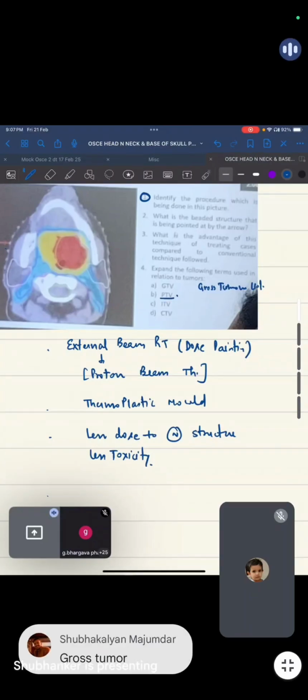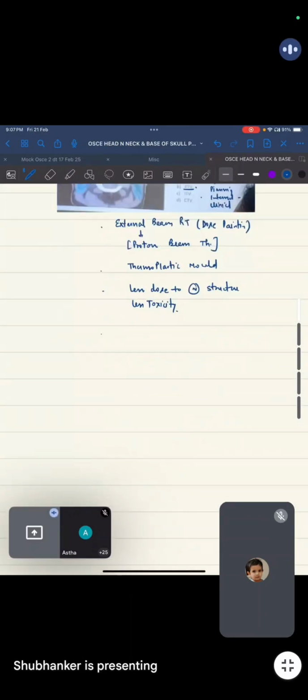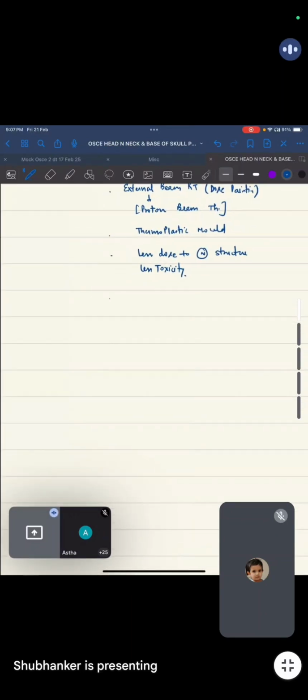Then coming to PTV. What is the full form of PTV? Planning target volume. Then ITV is internal target volume, and CTV is basically clinical target volume. Now over here, what else do you have to read? I'll just write it in black. Please read it.